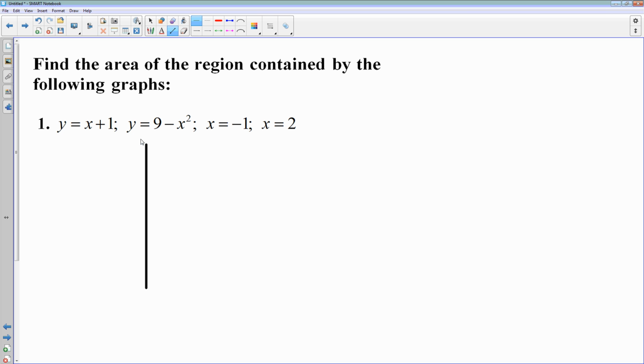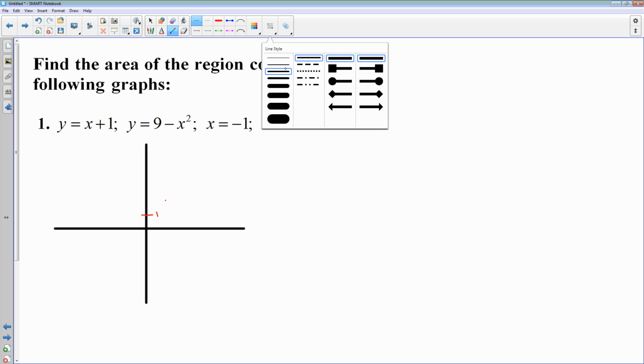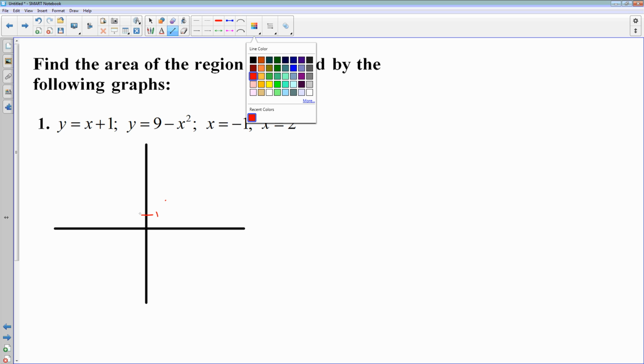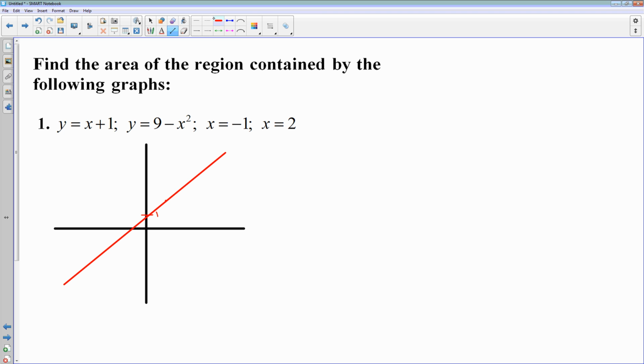We have a y-axis and x-axis. And the graphs don't have to be perfect. You just have to have them in correct position with relation to each other. So x plus 1 is a line, a y-intercept of 1, and a slope of 1. So that line is going to look something like this. I'm going to make it a little bit thinner. There we go. Let's go with red. That's about what the line y equals x plus 1 will look like. So let me label that.